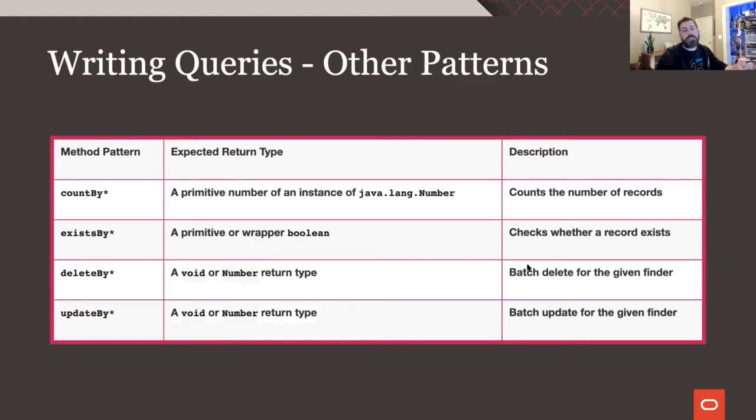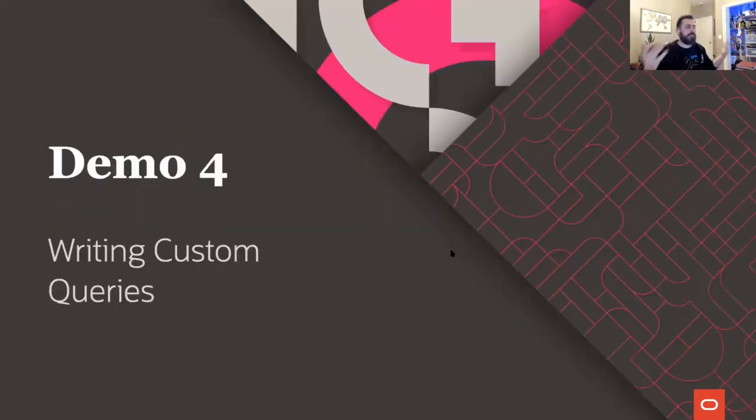Dynamic finders can also be written to perform other operations. You could do countBy, you could do existsBy, and you just change that first stem, and you can see here they each have a different return type. So existsBy is going to return a primitive or wrapper Boolean. deleteBy is going to return a void or a number return type. So depending on what you're doing with that query, you're going to get a different response object.